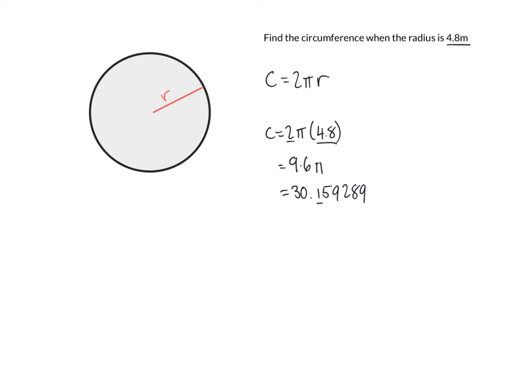I want my answer to 2 decimal places, so that's these two here. The next number is greater than 5, so that means that 5 needs to turn into a 6. We're going to round up. So let's get rid of these ones, because there was a 9 after it, that's going to be a 6. So it's 30.16. So the circumference is 30.16 meters, because the original information provided the unit of measurement meters.